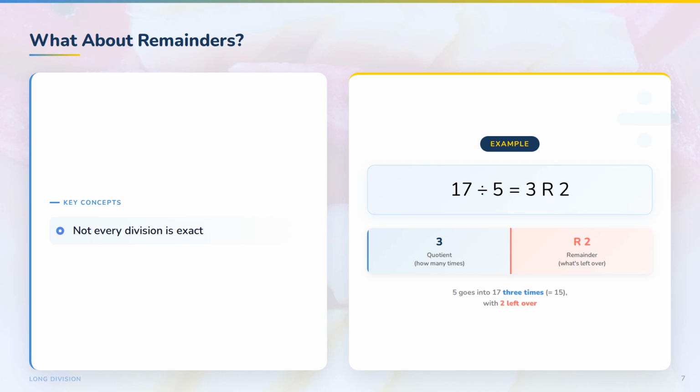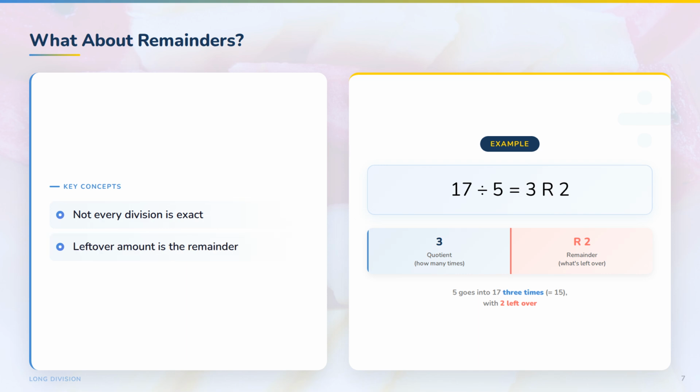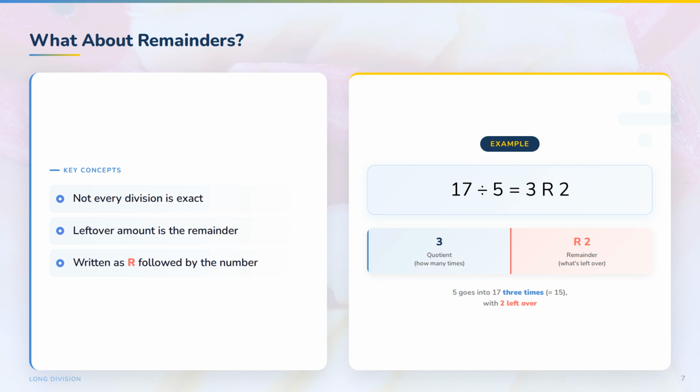Sometimes numbers don't divide evenly, and that's totally okay. The leftover amount is called the remainder. For example, if you have 17 cookies and want to split them among 5 friends, each friend gets 3 cookies and there are 2 left over. We write that as 3 remainder 2 or 3R2. In long division, you know you have a remainder when your last subtraction gives you a number that's smaller than the divisor and can't be divided further. Let's see this with a full example.